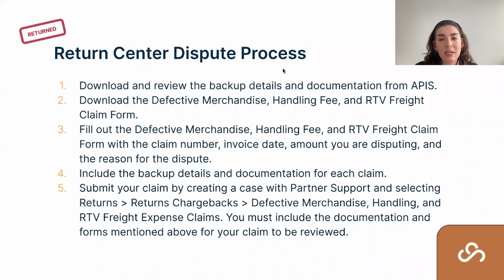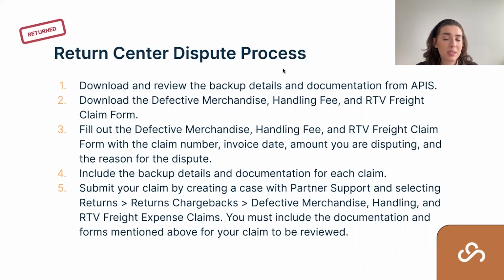You can see with this, it bulks all of the charges together. It gives you that defective merchandise claim, the handling fee, and the RTV claim. So you can see that that's already bucketed together, which is nice. And then provide as much information as you can in terms of proof documentation if there's something else to attach.